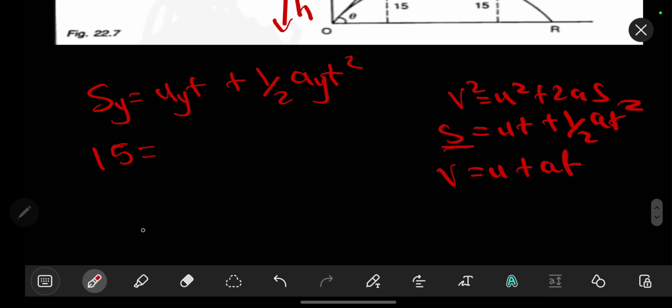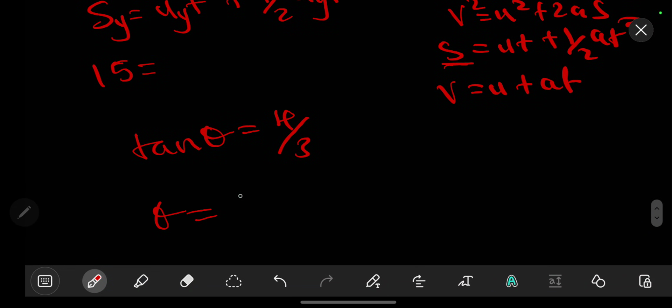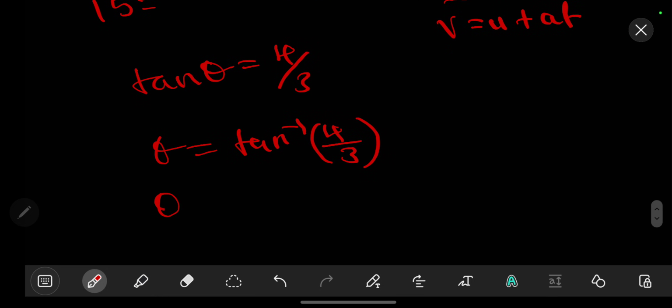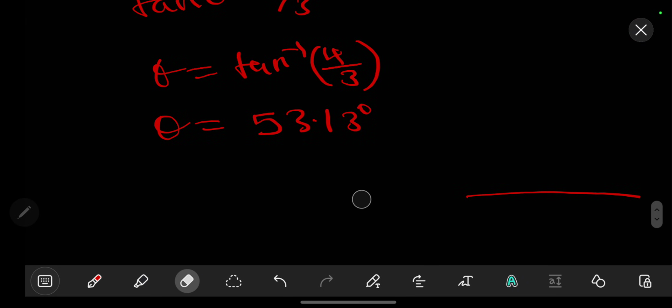Firstly, we have been given tan of theta equal to 4/3, so we can calculate theta. Theta is equal to tan inverse of 4/3. This will give us an angle of 53.13 degrees. So if this is our angle of projection, we can use this angle to calculate the velocity in the y and the velocity in the x.